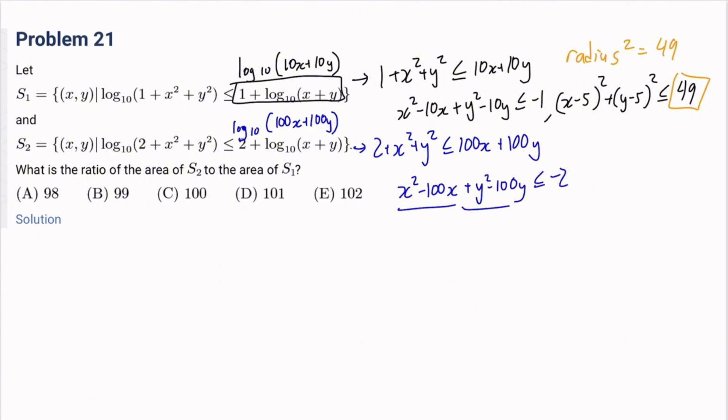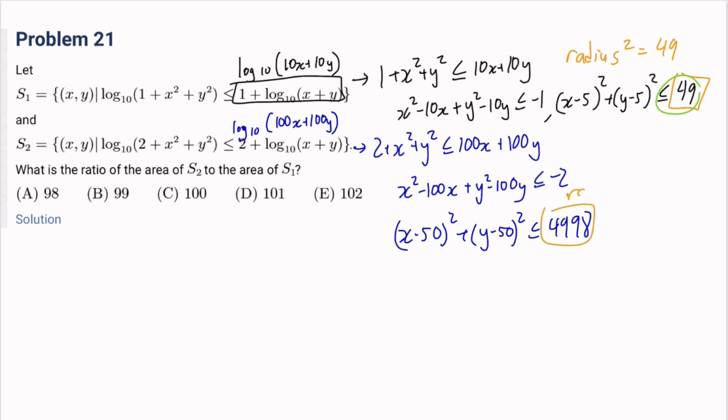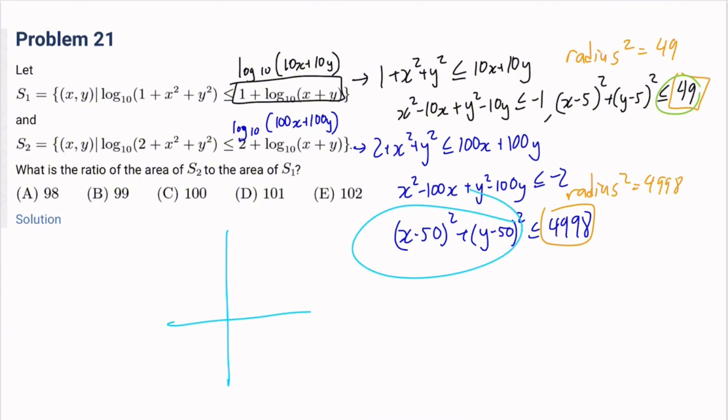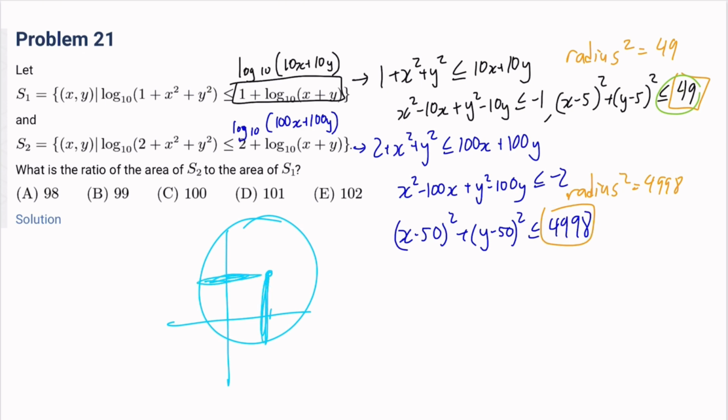And so if we perfect square these like we did before, we're going to get x minus 50 squared plus y minus 50 squared. This is going to be less than or equal to 50 squared plus 50 squared, which is 5,000, minus 2. And that's going to be 4,998, and same thing as before. So the radius squared is going to be 4,998, and that's because this is also a circle, right? But this time it's centered on 50, 50. And so this radius times that radius, that's going to be 4,998. That's what it means, right?